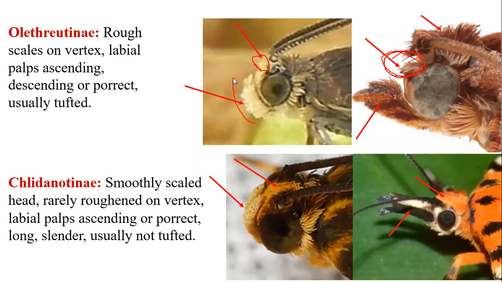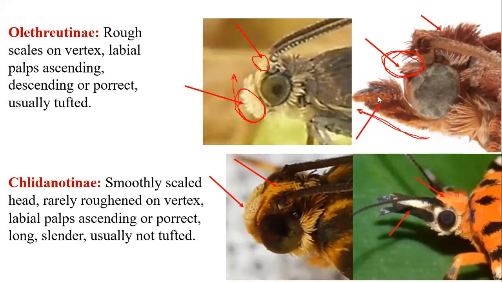You are seeing that this one has labial palps which are ascending, while this one has labial palps which are somewhat porrect. Now the question is, what is the characteristic of their labial palps which can be used to identify this subfamily? And that is, their labial palps are usually tufted or scaled or contain hairs. You are seeing here that this moth, which has ascending labial palps, contains tufts or scales on its labial palps. I think it's visible here.